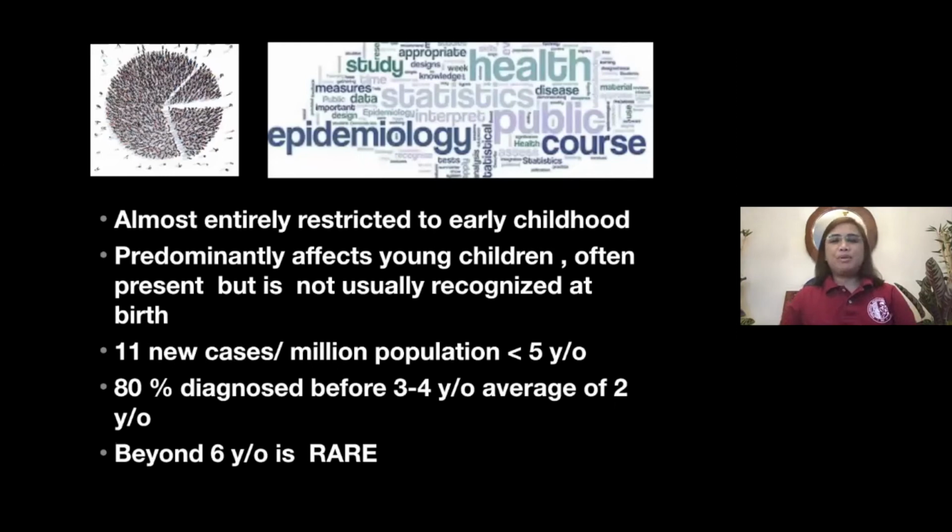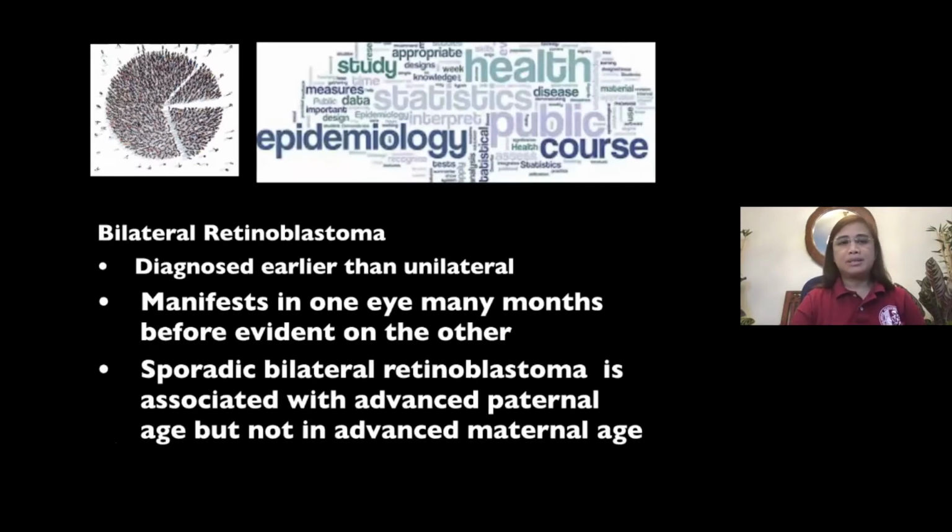For the epidemiology, retinoblastoma is almost entirely restricted to early childhood. It predominantly affects young children and is often, but not usually, recognized at birth. There are 11 new cases per million population of less than 5 years old, and 80% are diagnosed before 3 to 4 years old, with an average of 2 years old. Occurrence beyond 6 years old is rare.